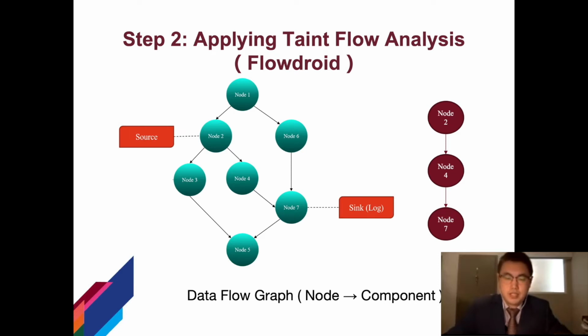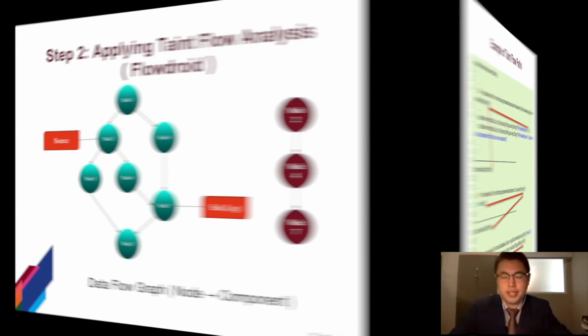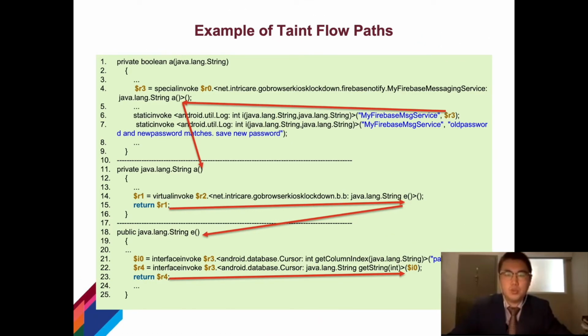In node 7, if there exists one statement, a log statement, which prints the value out, we take the path node 2, node 4 to node 7, and this path we consider as the taint path. And the taint analysis tries to get all the paths like this in the Android application. To help understand, we have one example here.